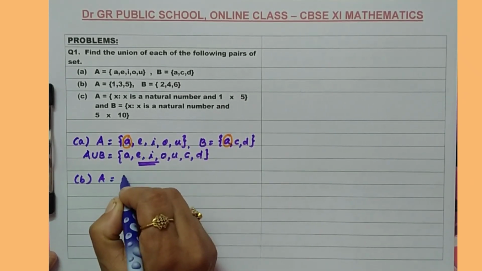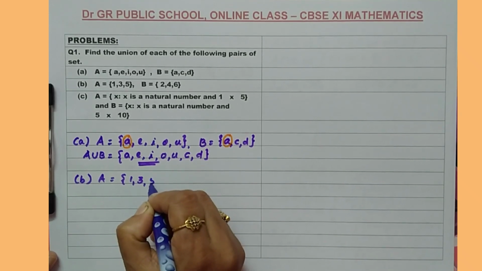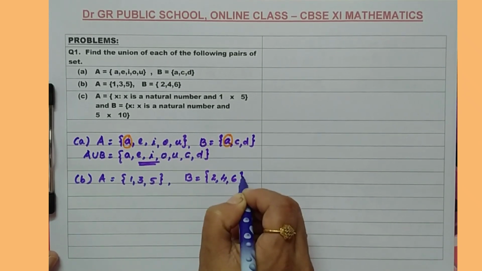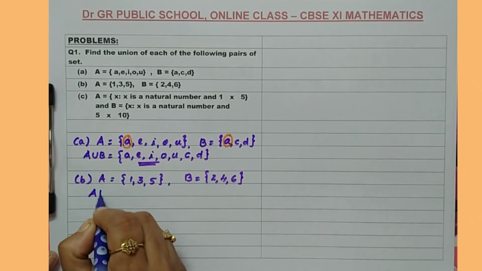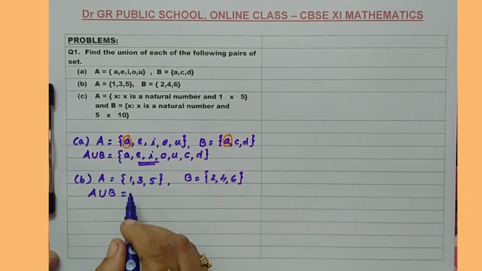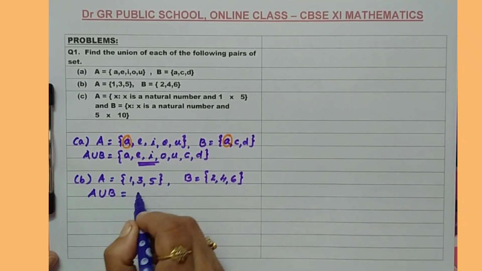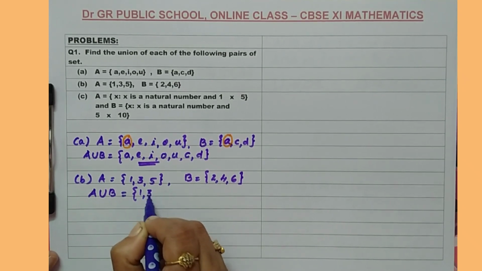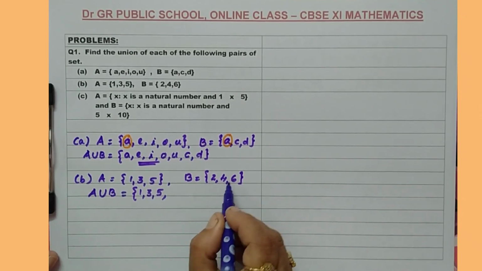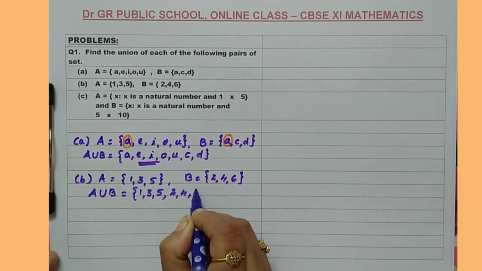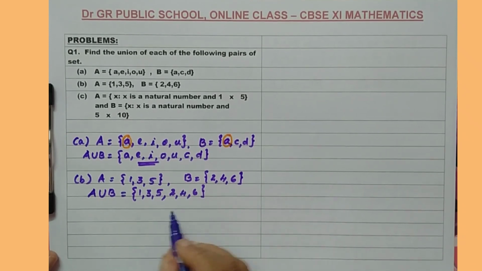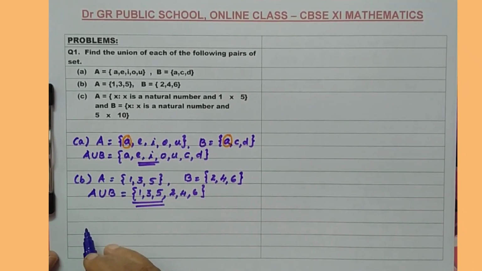A equal to the set given as {1, 3, 5}, and B the set given as {2, 4, 6}. You are asked to find A union B. At first, you need to identify whether any elements are in common between them. Here, no elements are in common. So, A union B consists of the elements 1, 3, 5. The first three elements of the set A you need to write, then you need to write all the elements of the set B, as no repetition is here. So the answer is 1, 3, 5, 2, 4, 6. Or if you want, you can write it as 1, 2, 3, 4, 5, 6. Order is of no importance.